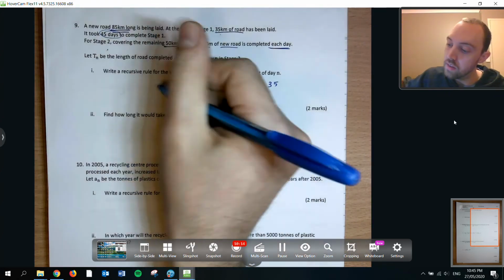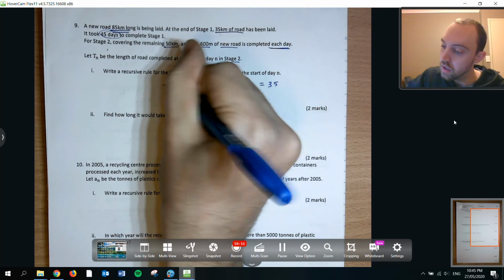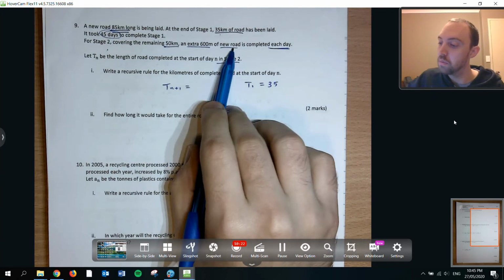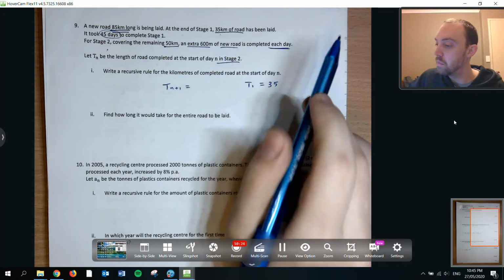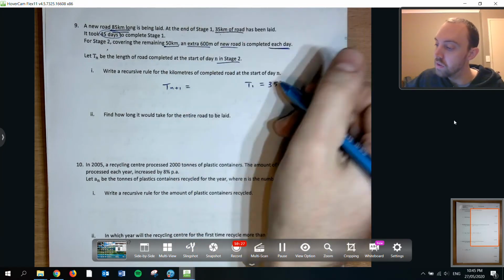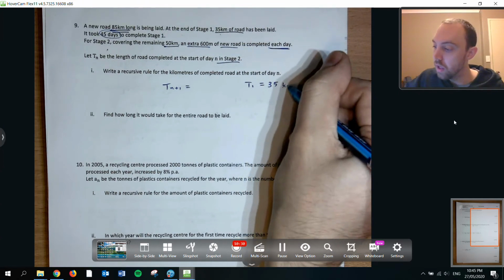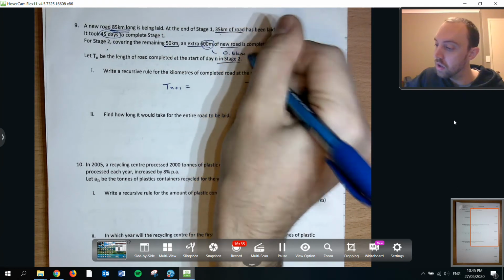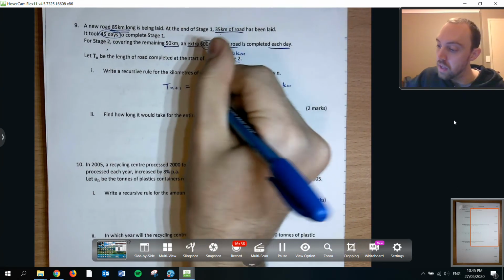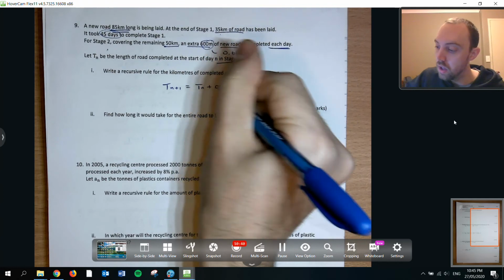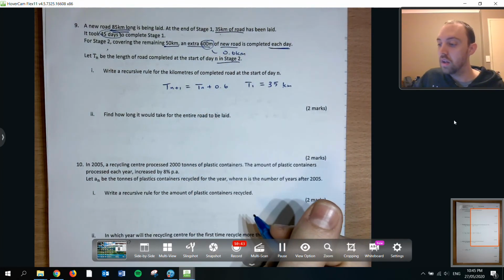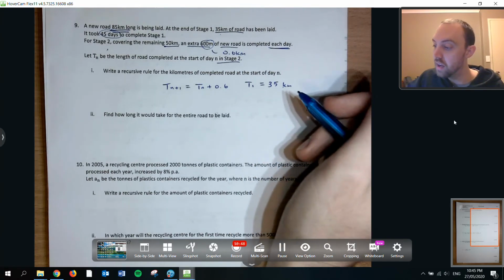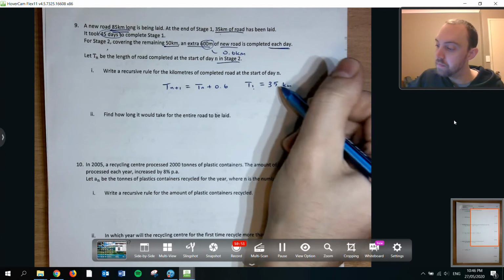And then what is the pattern we're using to get the next day? Well, it tells us an extra 600 meters of new road is completed each day. We're not multiplying, we're just adding. But because this is in kilometers, we want this to be in kilometers also, 0.6 kilometers. So I'm taking the previous day's completion and adding 0.6. That's it. It starts off at the beginning of day 1 at 35 kilometers.